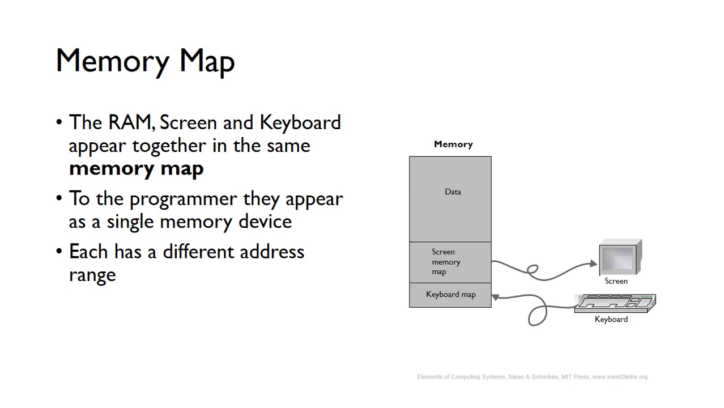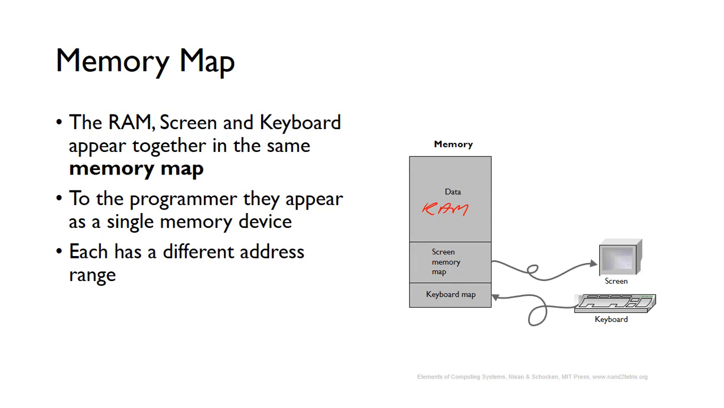So now I just want to go back to this unifying memory map. The RAM chip, the screen and the keyboard all appear together in the same memory map. So when we're writing Hack programs, we don't have to worry that they're actually separate devices. We just have to worry about the specific address that we're interested in. So each part of memory has a different address range.